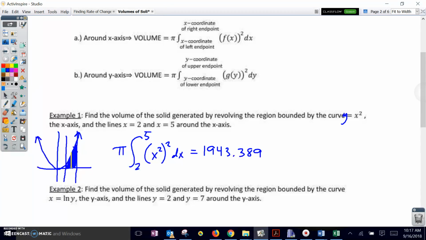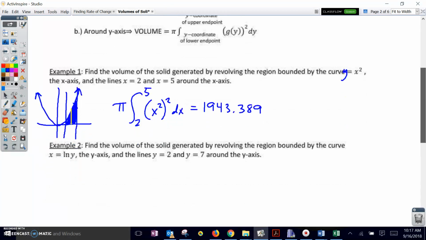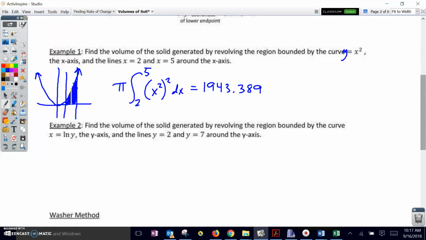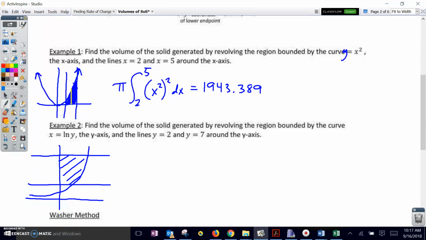Alright. Example 2, we're going to find the volume of the solid generated by revolving the region bounded by x equals the natural log of y, which is going to look something like, that's y equals e to the x, the y-axis and the lines y equals 2 and y equals 7. So we're taking this region right here, and we're revolving it now around the y-axis.